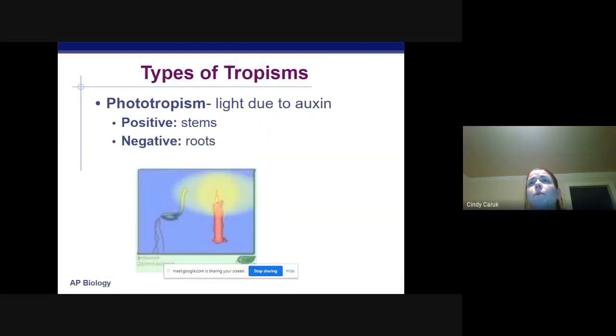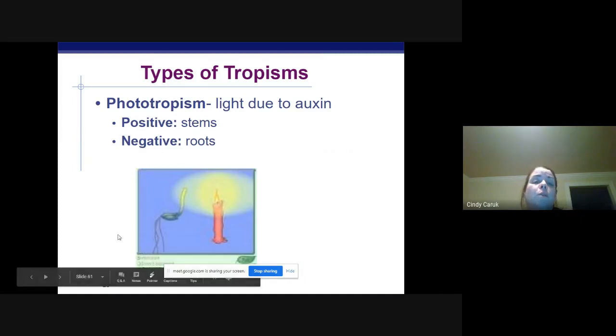Tropism. When we were doing animal behavior, we talked about taxis, which is a directed movement toward a stimulus, or kinesis, which is a random movement until you hit the stimulus. Plants can't move, but they can grow away or toward a stimulus, and that's what tropism is. Positive is toward the stimulus, negative is away. So phototropism, photo, light. That's due to auxin. Stems show positive, roots show negative, right?